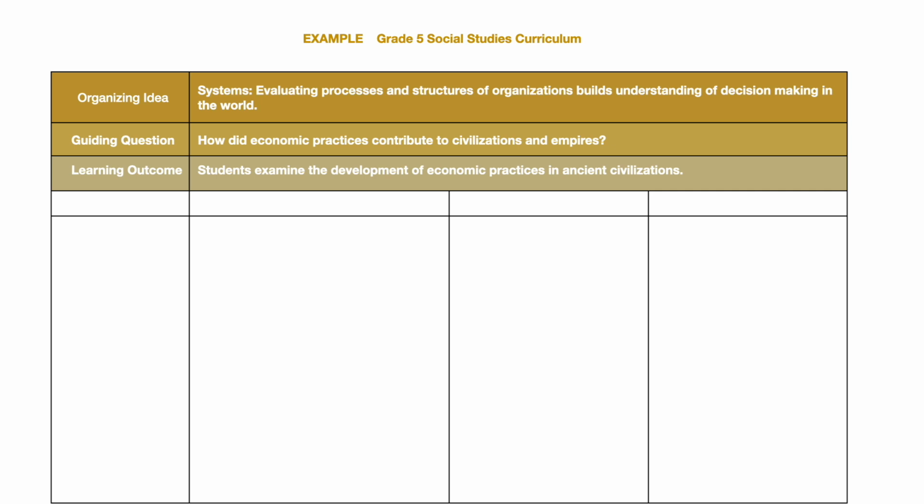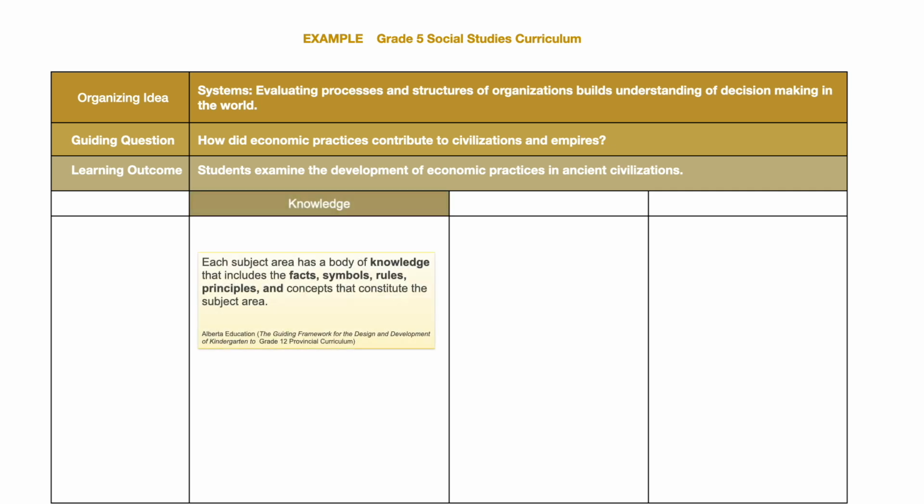Let's begin with the knowledge column. Knowledge is what students need to know. Each subject area has a body of knowledge that includes the facts, symbols, rules, principles, and concepts that constitute the subject area. In social studies, the knowledge column contains many facts, but also contains key concepts that are important for the students to understand. Individual concepts are different than facts.